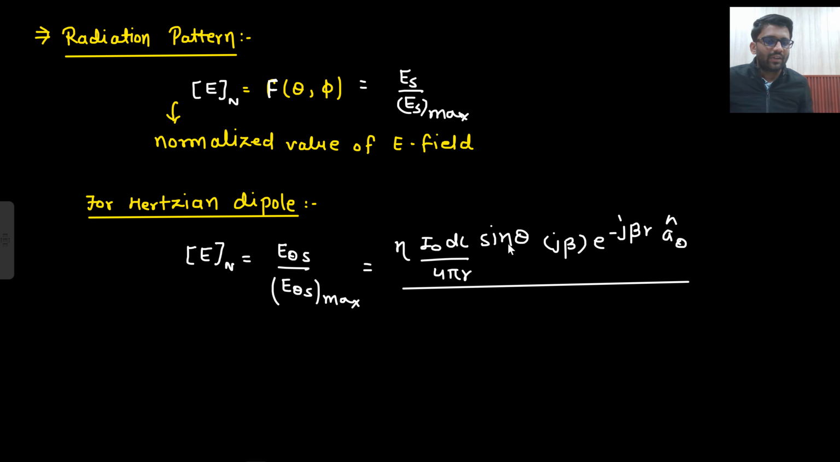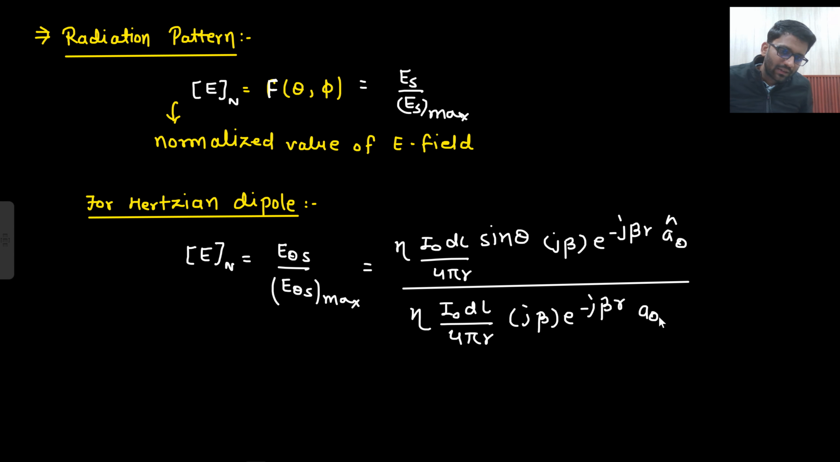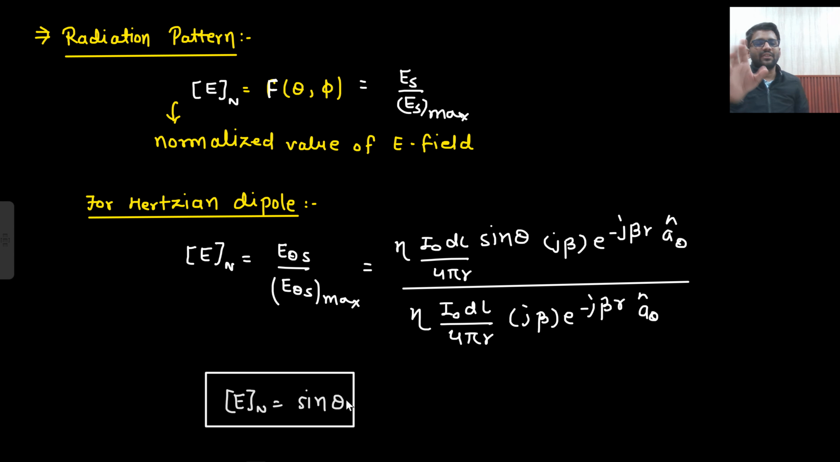So what will be the maximum value? What is the maximum value of sin theta? That is 1 only, no? So we get eta I dl upon 4 pi r, j beta e to the power minus j beta r, a theta cap. So your normalized value of electric field is coming out to be sin theta. That's it. Always it will be a function of theta or phi.